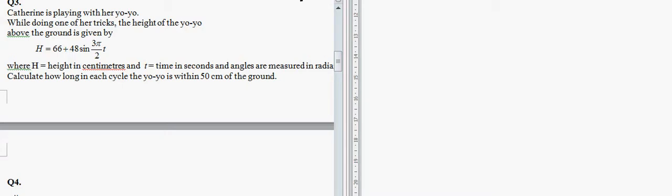Okay, this is question 3 from our trig sheet. So once again we are trying to identify the formula. There it is there to put into our calculator. It's a bit more complicated.